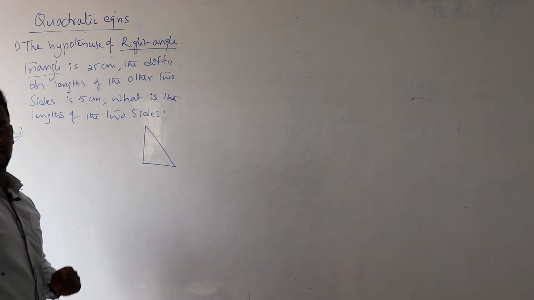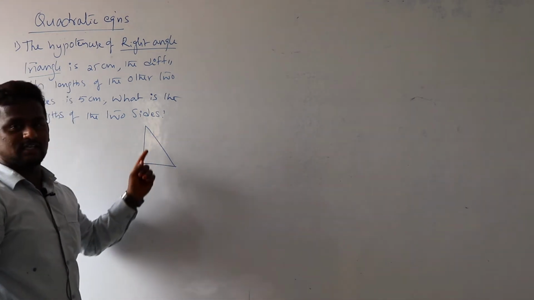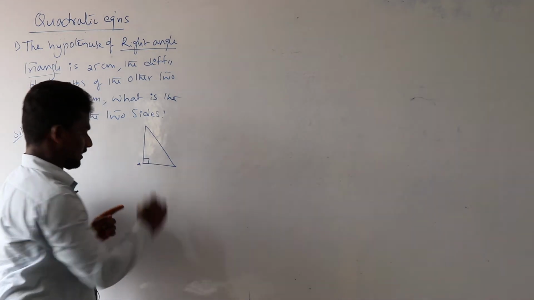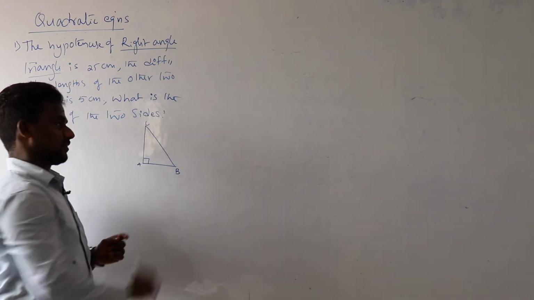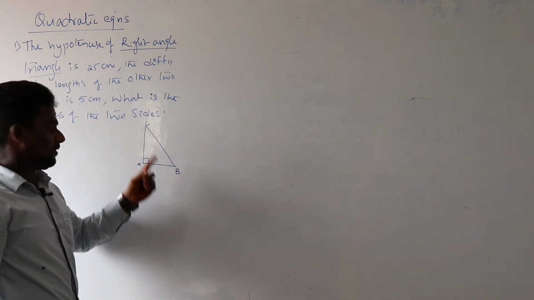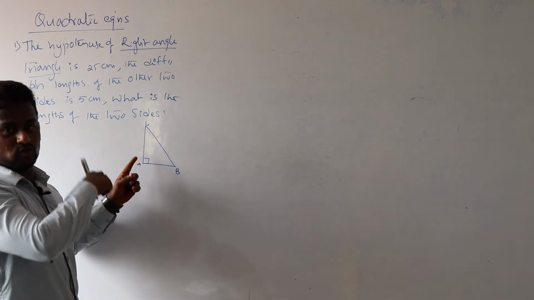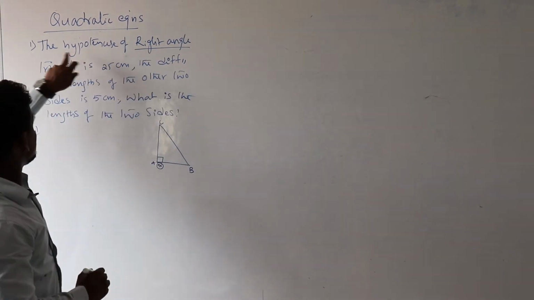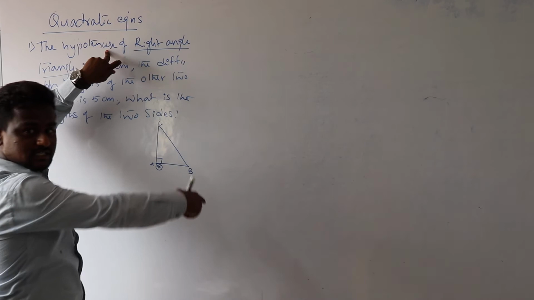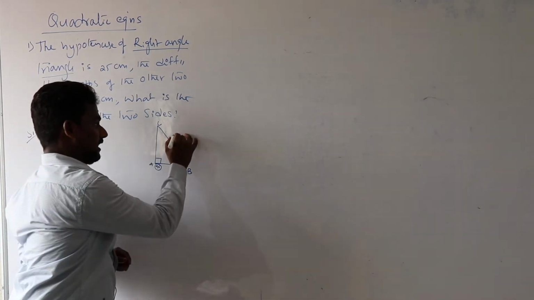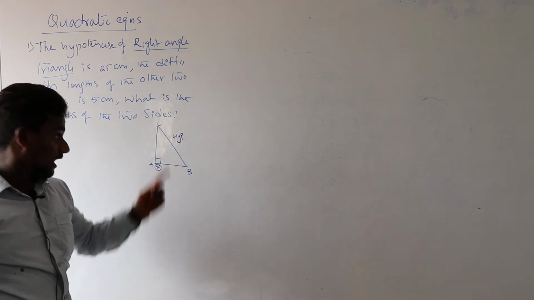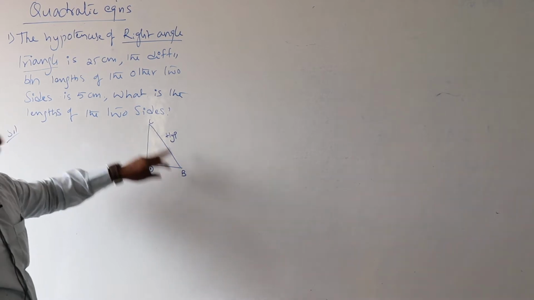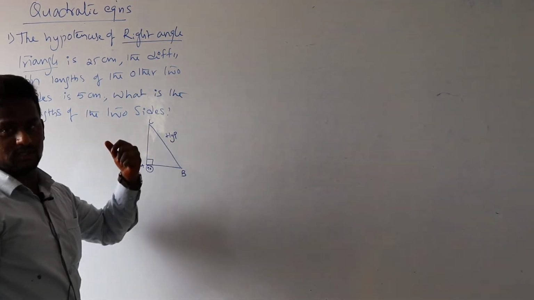What is meant by a right angle triangle? One of the angles in the triangle is 90 degrees. Here the angle is 90 degrees. Suppose I take the vertices as A, B and C. The other two angles may be anything, but one of the angles should be 90 degrees; that is called a right angle triangle. The longest side of the right angle triangle is called the hypotenuse. BC is the longest side, as we can see from the figure. That's why it is called the hypotenuse.